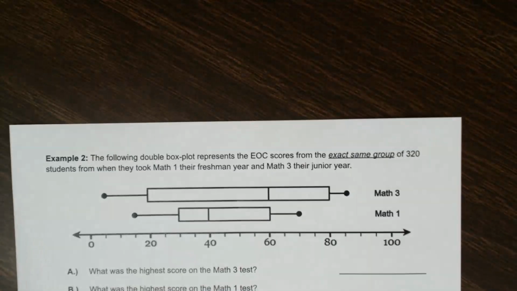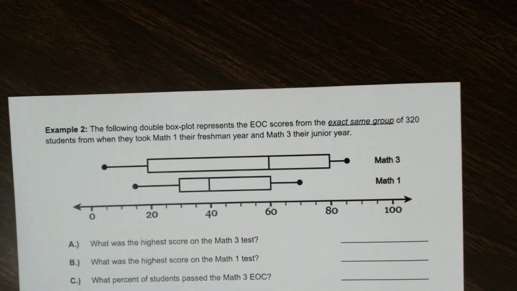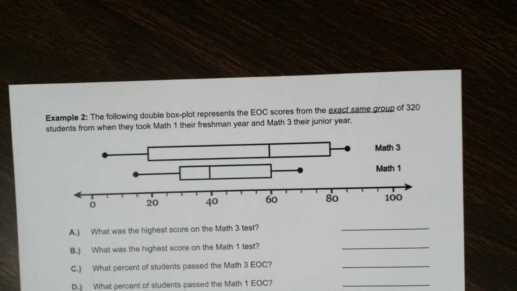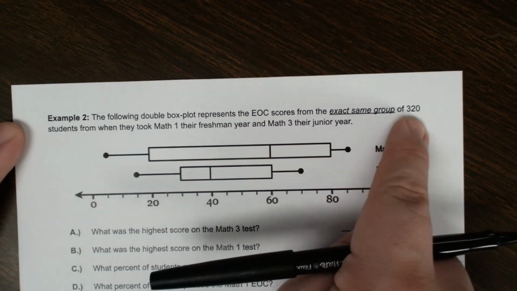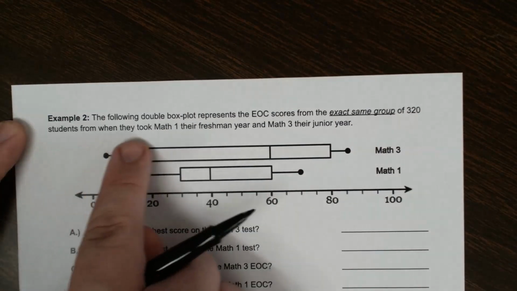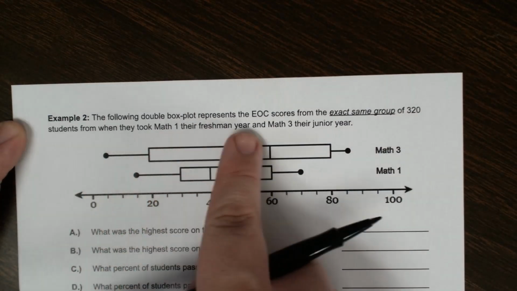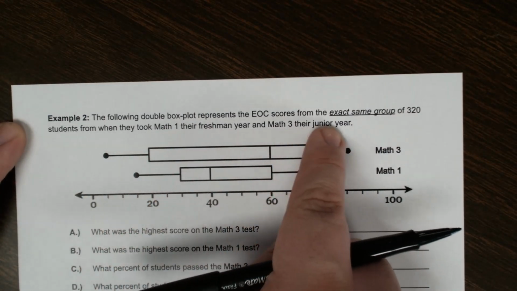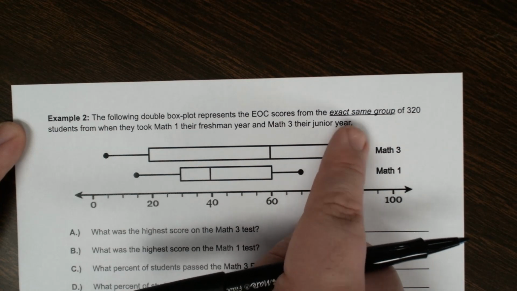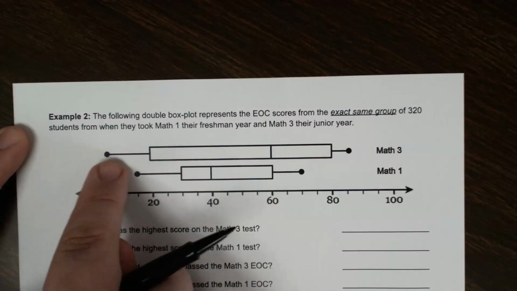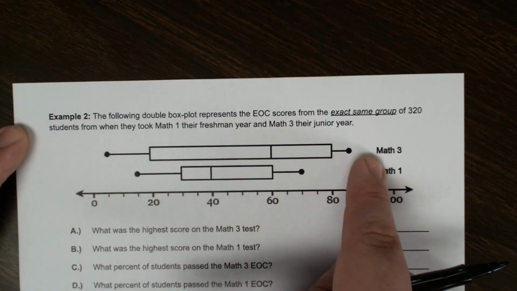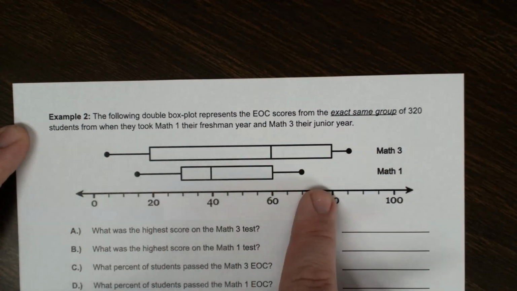Okay, on the back we've got a double box and whisker plot that represents the EOC scores for the exact same group of 320 students from when they took the Math 1 EOC their freshman year, and the Math 3 EOC 2 years later in their junior year. So, the top bar is representing all the Math 3 scores. Bottom bar is representing all the Math 1 scores.